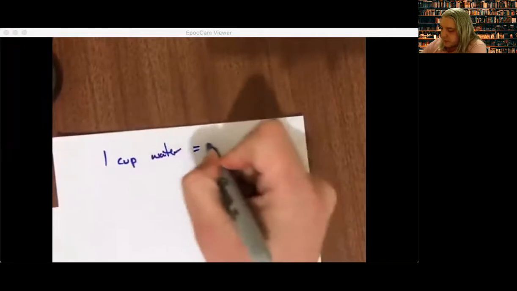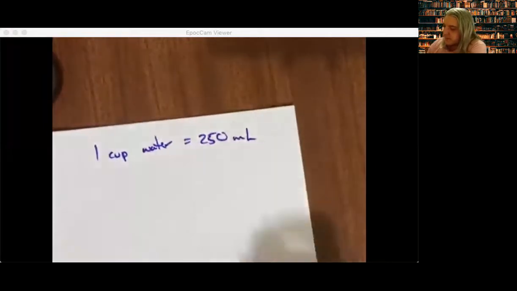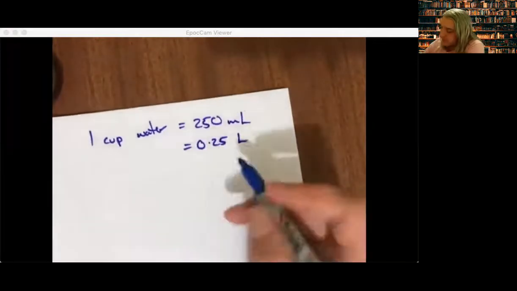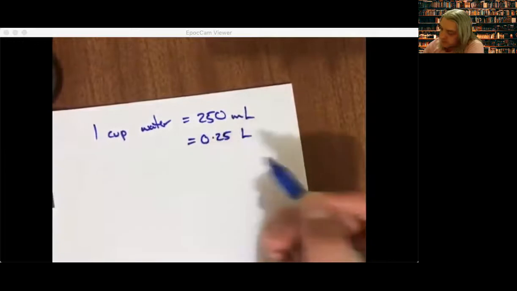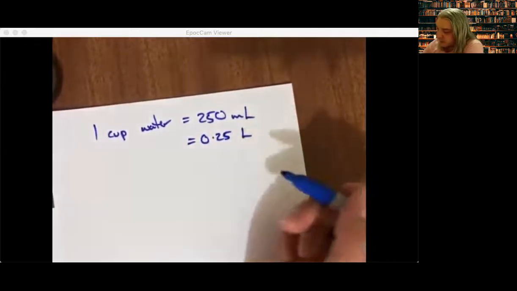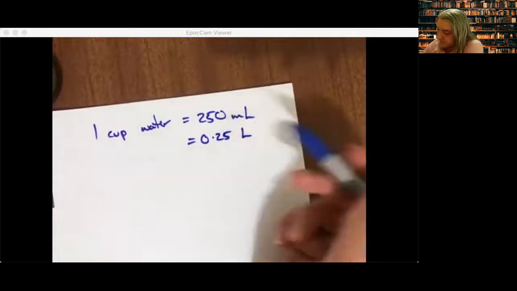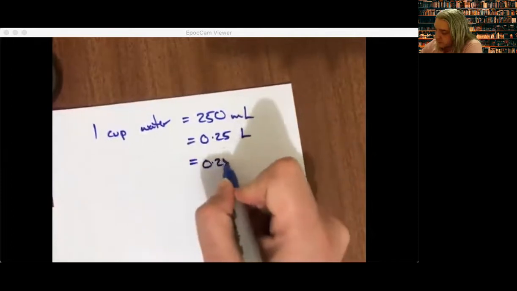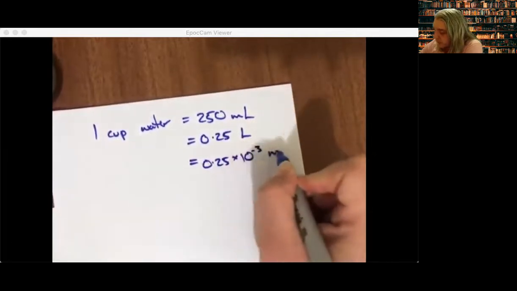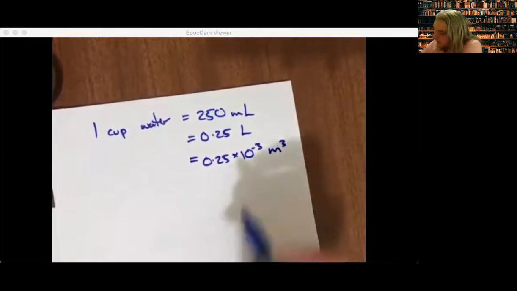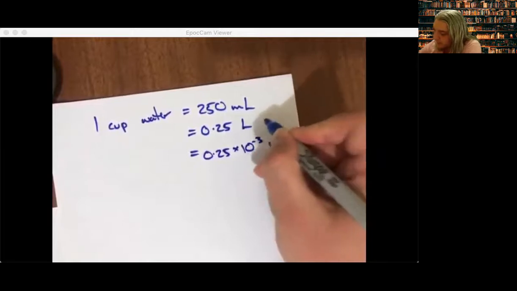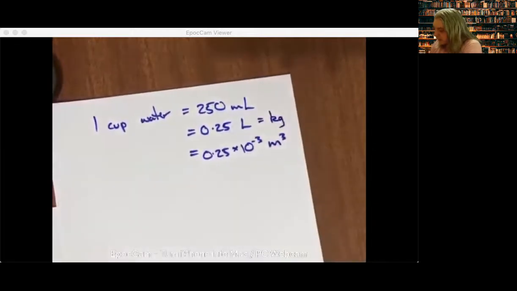1 cup of water equals 250 mL, or 1/4 of a litre. Hopefully you'll remember that there are multiple ways to think about it, but generally 1,000 litres makes up a cubic metre. So that'll be 0.25 times 10 to the -3 cubic metres. You can then use the density of water, or you may also remember that 1 litre equals 1 kilogram. So it's going to come out the same. 1 litre of water is 1 kilogram of water.